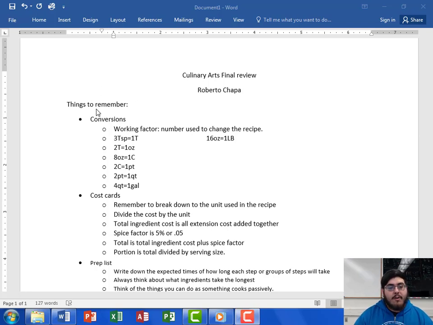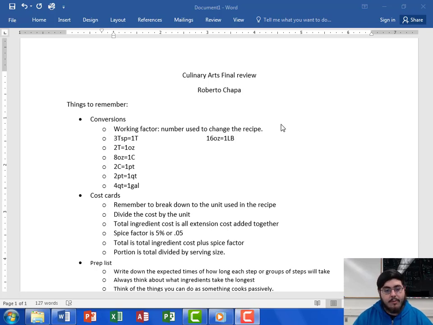For conversions, one of the biggest things you're going to have to remember is the working factor. The working factor is the number used to change the recipe. Let's say you're working with a recipe going from 4 servings to 16 servings. You have to find out how much you need to multiply all the other ingredients to change the recipe from the smaller recipe to the bigger recipe. In this case it would be 4, because 4 times 4 is equal to 16. You always find the working factor by dividing the new recipe serving size by the old recipe serving size. So 16 divided by 4 is equal to 4.